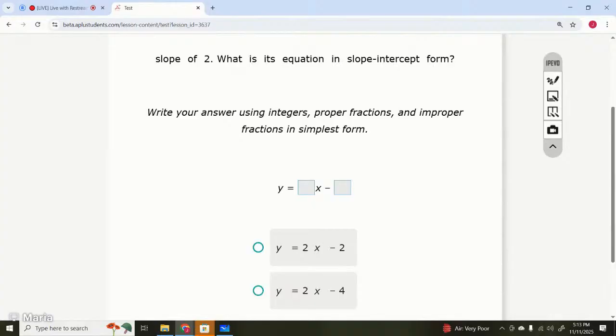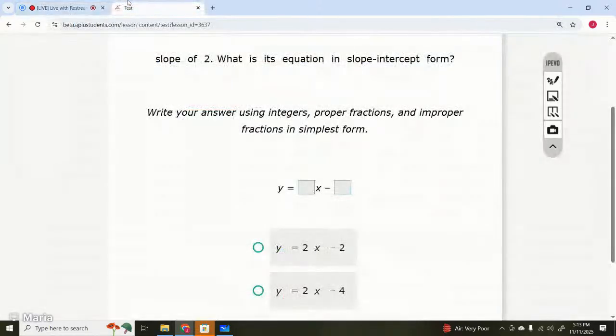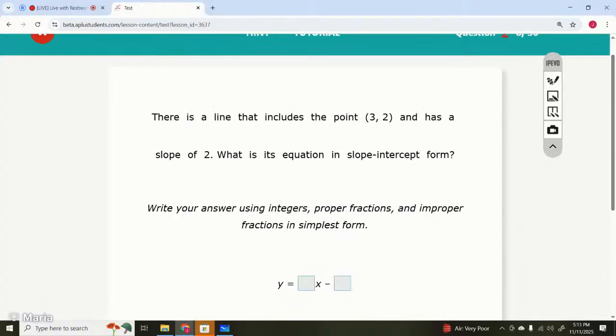The next one is: there is a line that includes the point 3, 2 and has a slope of 2.